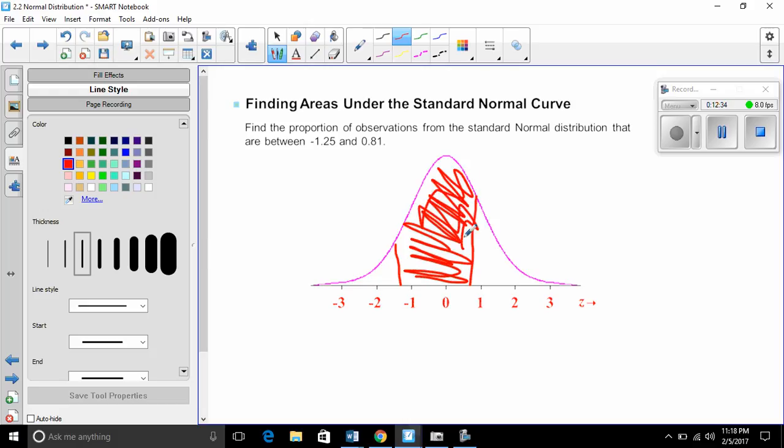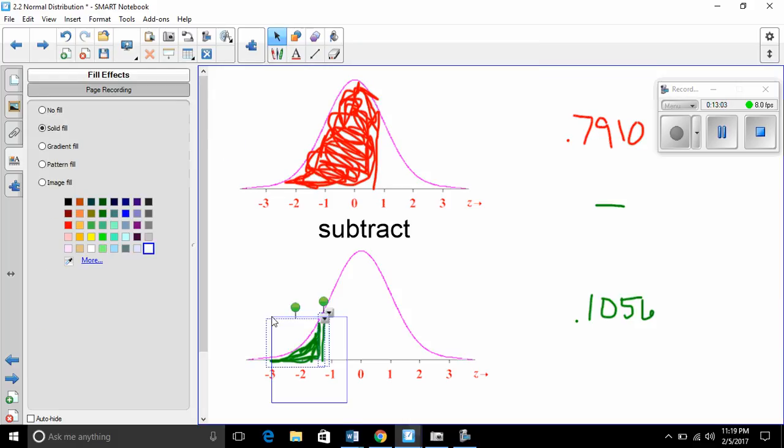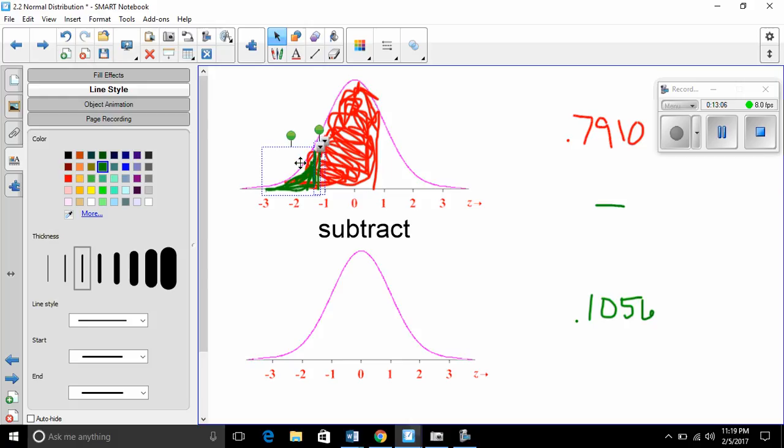You're going to have to find two areas under the curve. The first one is going to be less than 0.81. The second one would be less than negative 1.25. So this is what it looks like. I find less than 0.81 like the top one, and then I do less than negative 1.25. And then I subtract those values, because if I took the green area and take it away from the red area, I'm going to be left with the area that I'm looking for.